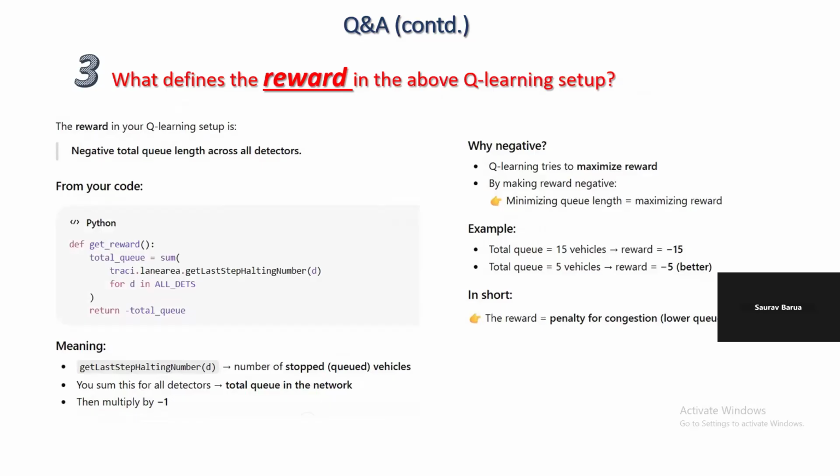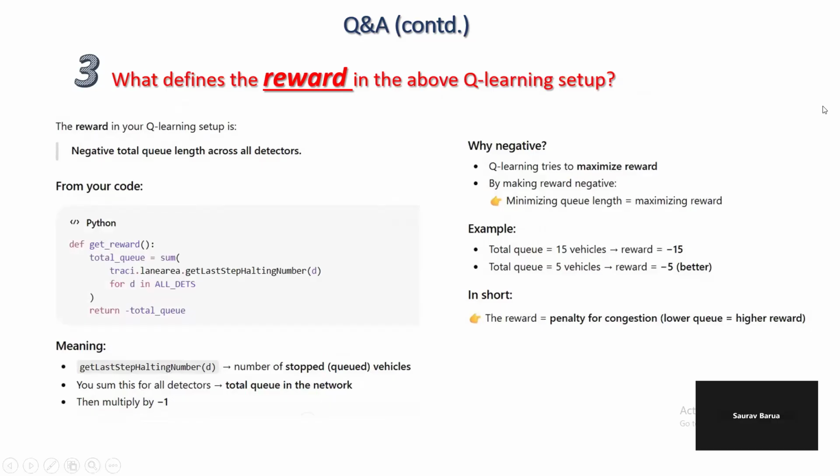Now let's look at the reward. What is the reward here? The reward here is the negative total queue length across all detectors. And we can see the corresponding Python code. The larger the queue length, the smaller the reward. So we are actually assigning a penalty: the number of stopped vehicles or queue is detected, and the sum of all detectors' total queue in the network is calculated and multiplied by -1.